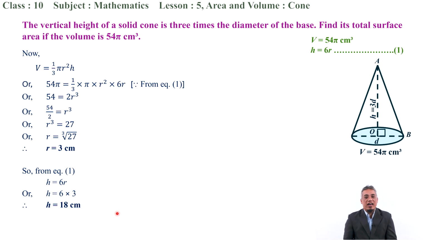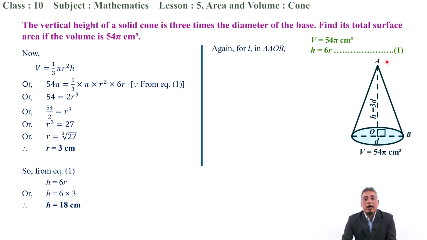So after finding h, now we have to find, as per the question, the total surface area, but we don't have L right here. There is a term L in the total surface area formula. Do you know that formula? Yes, it is pi r times L plus r. Yes, L is there. So without finding L, we cannot find total surface area. So before we find total surface area, we have to find L by using the triangle AOB.